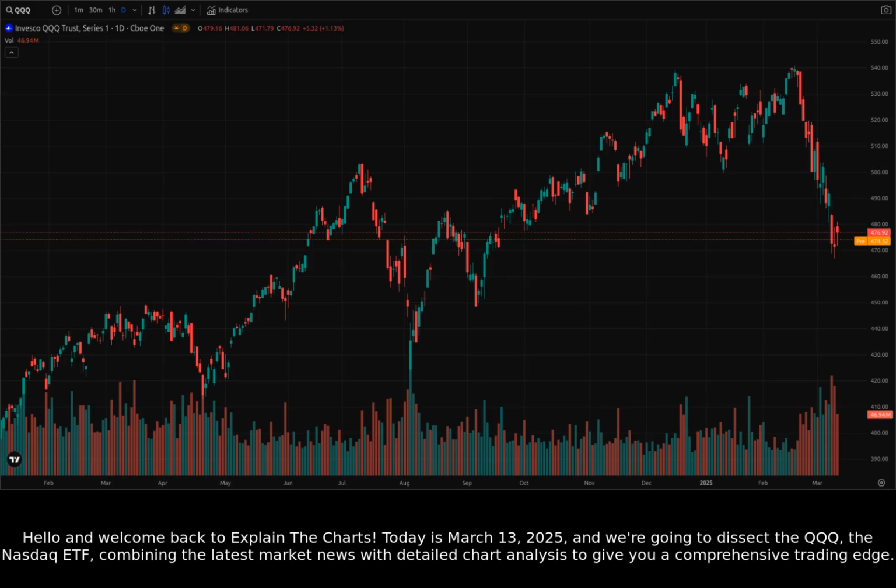Today is March 13th, 2025, and we're going to dissect the QQQ, the Nasdaq ETF, combining the latest market news with detailed chart analysis to give you a comprehensive trading edge.